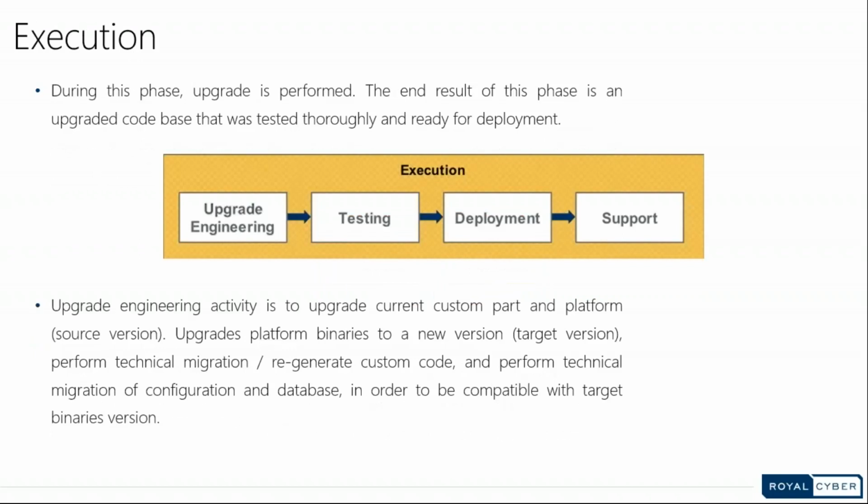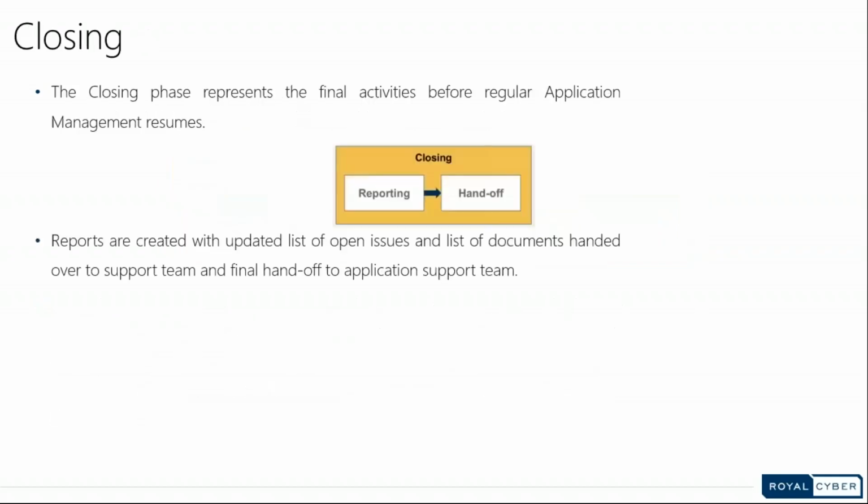The next phase is the execution phase, where the actual implementation will happen, and the end result of this phase will be an upgraded code base that was tested thoroughly and is ready for deployment. The upgrade engineering activity is to bring the current custom part and the platform versions to the latest SAP platform version: upgrading the binaries to new versions, performing the technical migration, and regenerating the custom code in order to be compatible with the target binaries version.